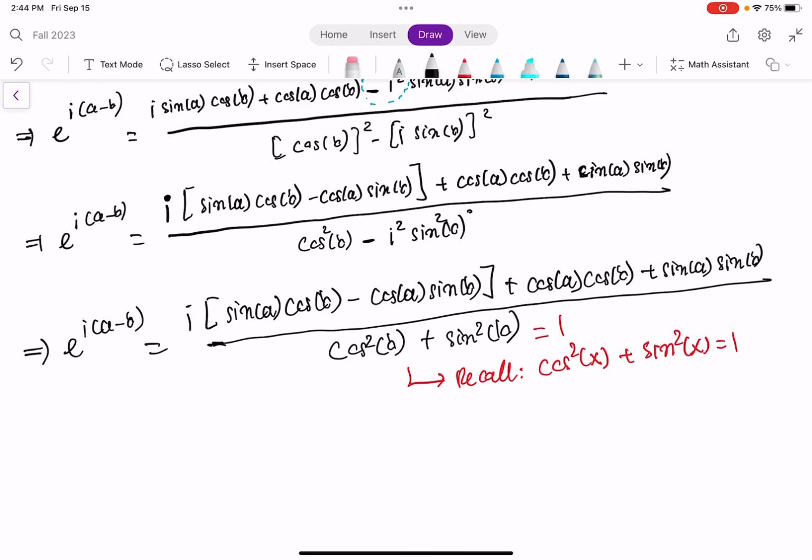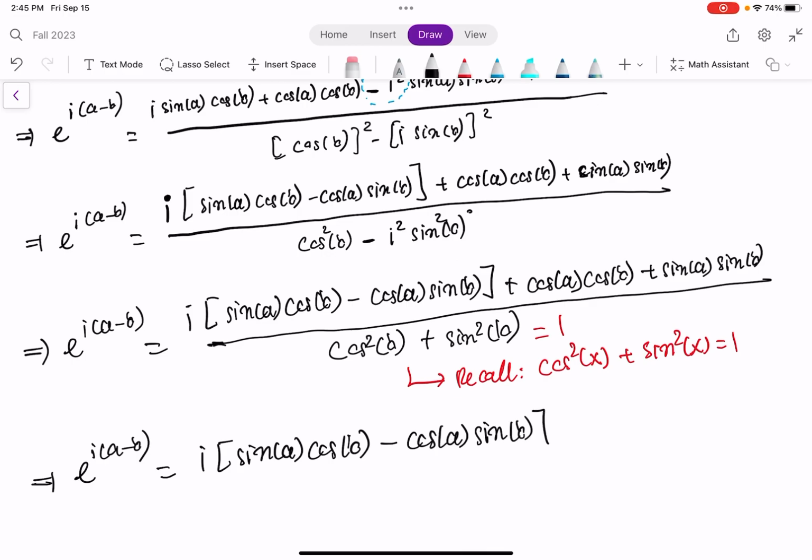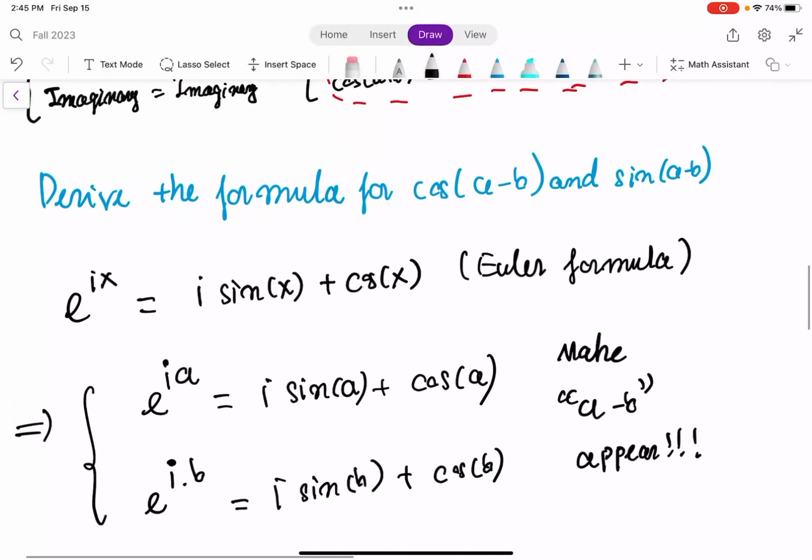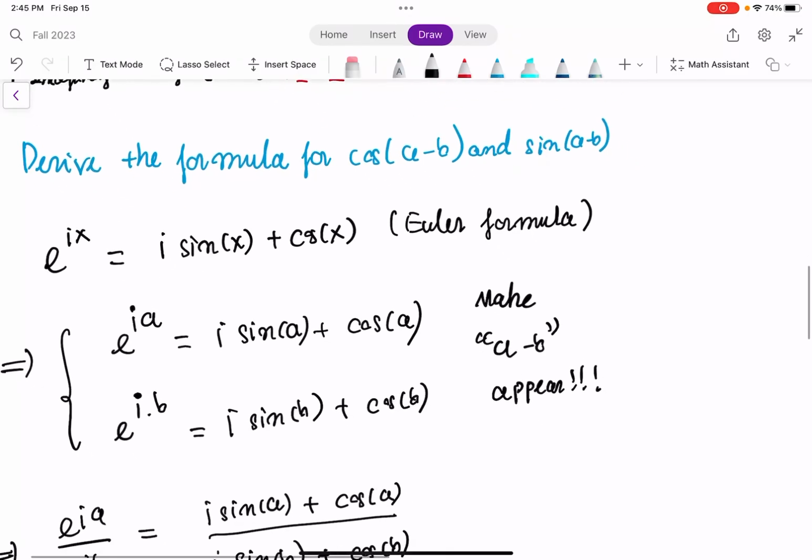With that being said, we can write out everything now. e to the power i(a minus b): our denominator becomes 1, so we just have these left. i times sine a cosine b minus cosine a times sine b, plus cosine a cosine b plus sine a sine b. And this is the interesting part. What's the definition of e to the power i something? It is i times sine of that thing plus cosine of that thing.